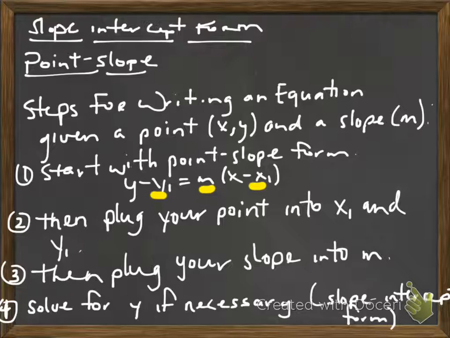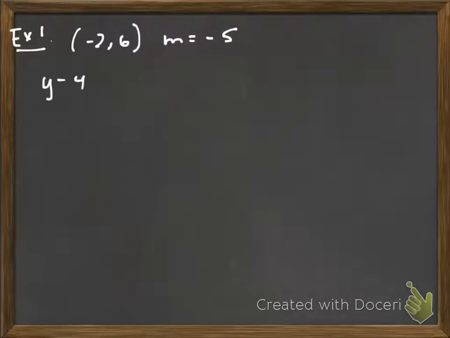Okay, so let's go through some examples. Example number 1. We're going to write an equation in point-slope form if I'm given the point (-2, 6) and a slope of m equals -5. So I'm going to start with my point-slope form, which is y minus y1 equals m times x minus x1.